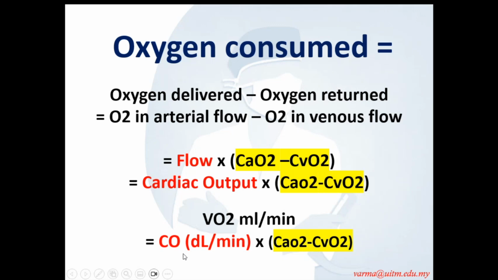The cardiac output must also use deciliter per minute, because in our oxygen content equation we use deciliter for hemoglobin. So we have to standardize all these. I will come to explain how we do this as well. How are we going to convert our cardiac output into deciliters? So this is the equation for oxygen consumption.